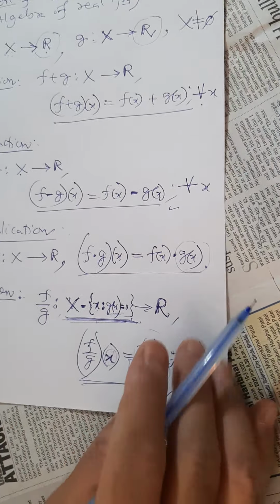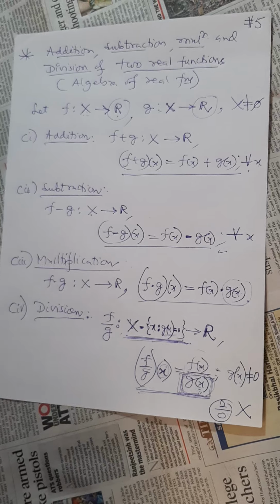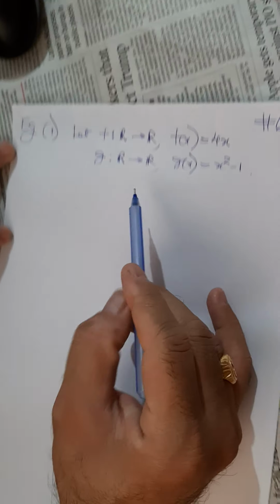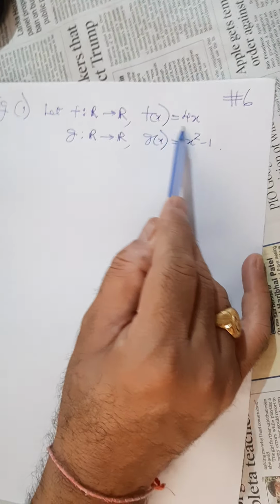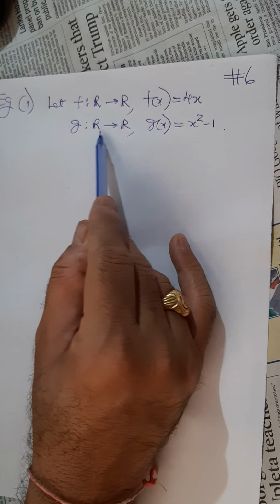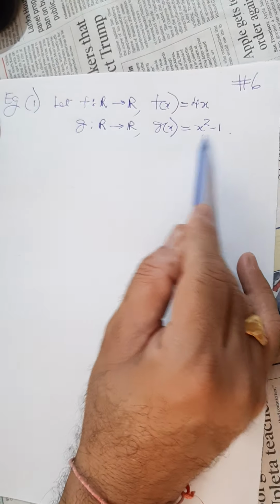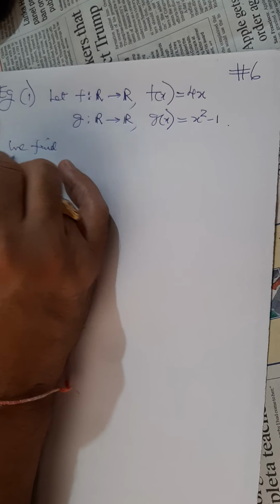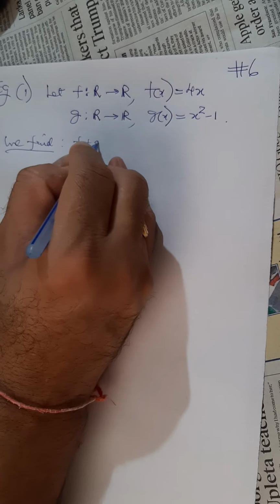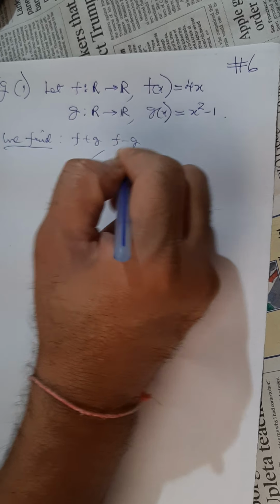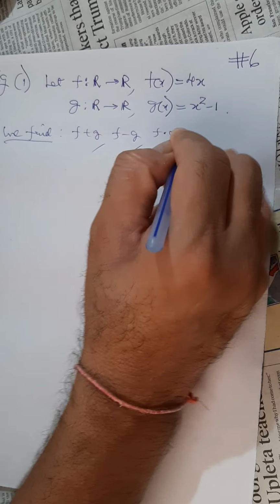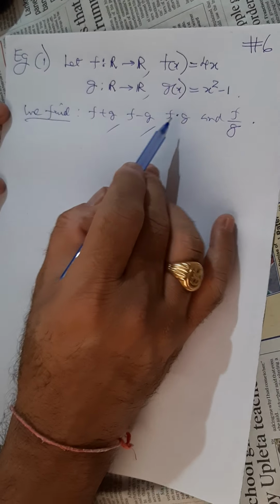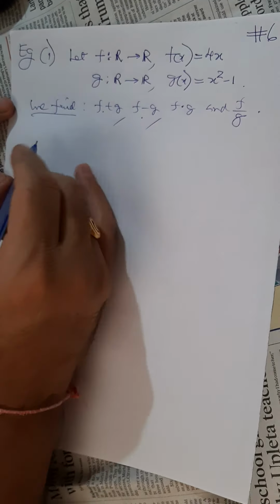Let me take a simple example, you will realize. So we'll start with 2 functions here. Function f from R to R, f(x) equals 4x. Another function g from R to R, g(x) equals x square minus 1. The question is, find f plus g, f minus g, f into g and f by g. Addition, subtraction, multiplication and division.